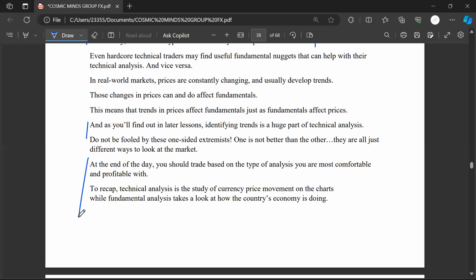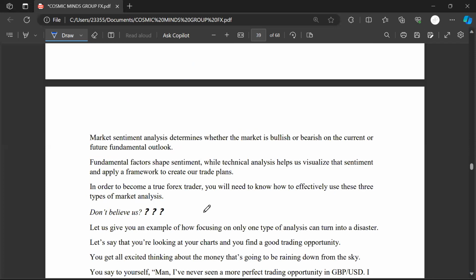At the end of the day, you should trade based on the type of analysis you are most comfortable and profitable with. To recap, technical analysis is the study of currency price movement on the charts, while fundamental analysis takes a look at how the country's economy is doing.